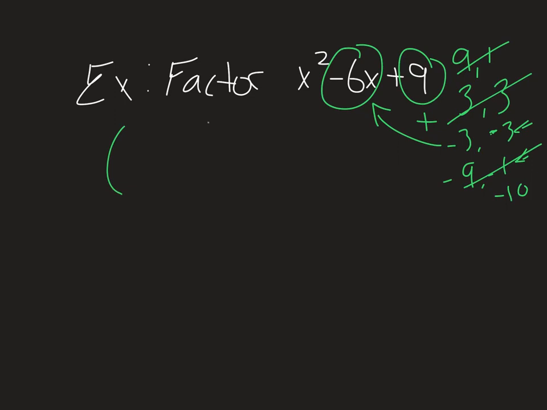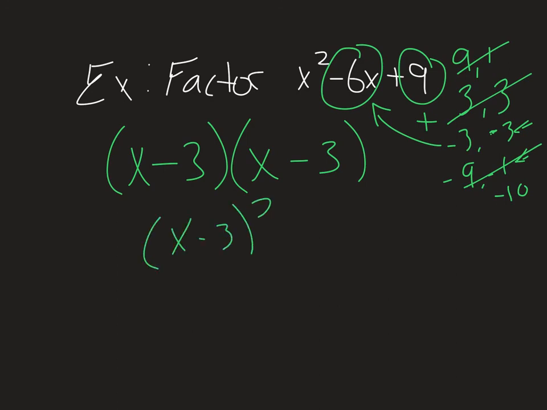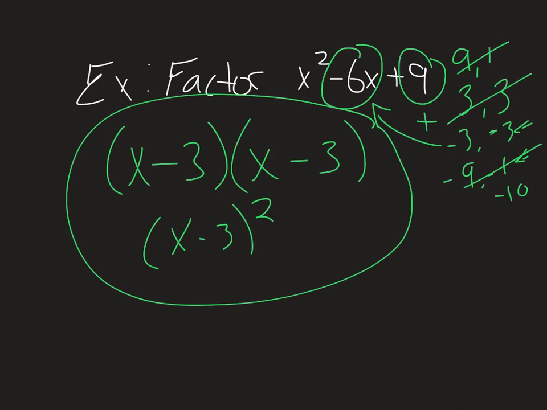So again, we're going to write it as x and x, and then we're going to have -3's, or we can write it as x minus 3, x minus 3. Now, as another shorthand, you could write this as x minus 3 in parentheses squared. Both of these would be totally acceptable.